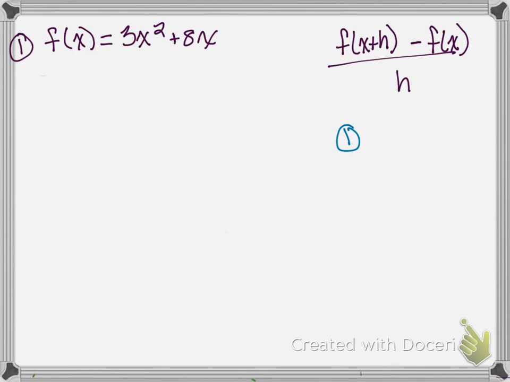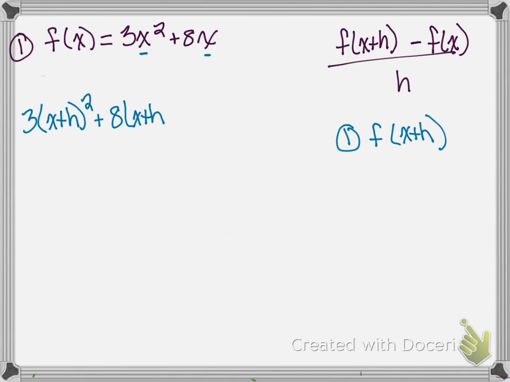So the first thing that you do is you find f of x plus h. So that means that I've got to plug x plus h in for this x and for that x. So I have 3 times x plus h squared plus 8 times x plus h. Okay, so that's my first step.